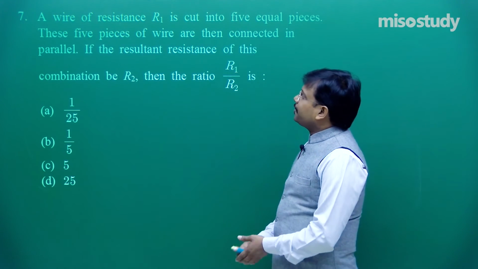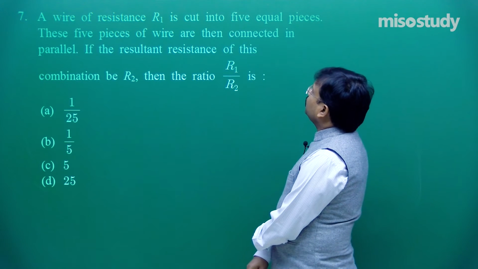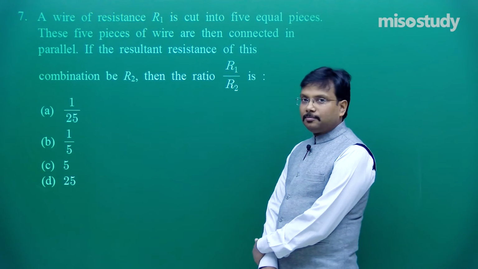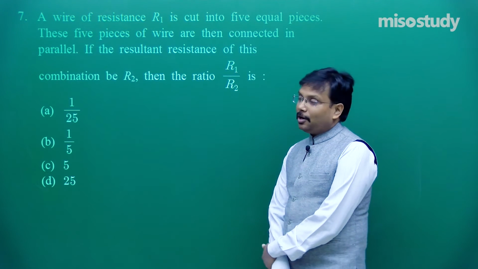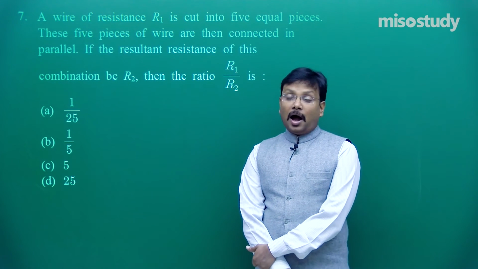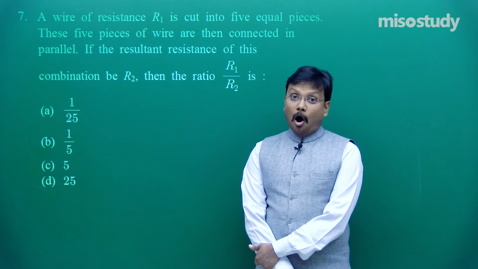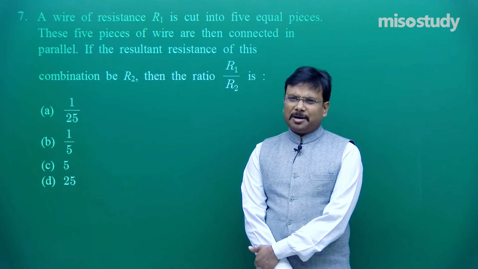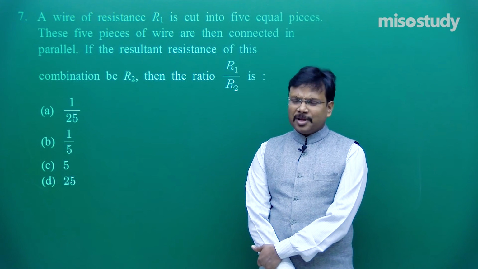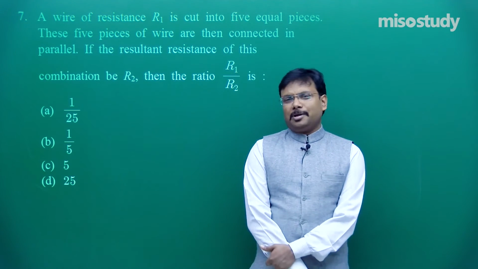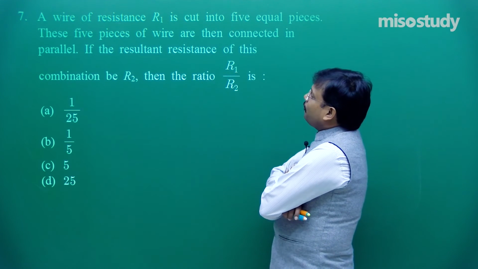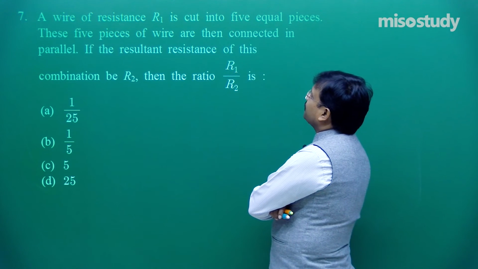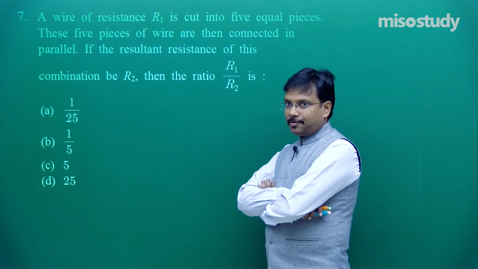A wire of resistance R1 is cut into 5 equal pieces. Now, this question, initially I thought I should put it in the higher order thinking skills, HOTS, category, but then I realized my students are brilliant enough. So, there is no point in putting this simple question in the HOTS category. Let us try to understand. A wire of resistance R1 is cut into 5 equal pieces.